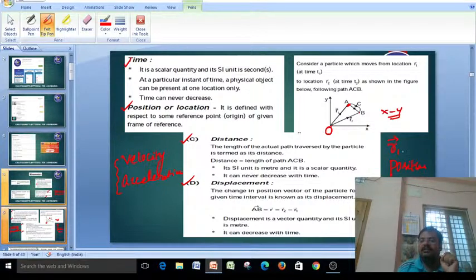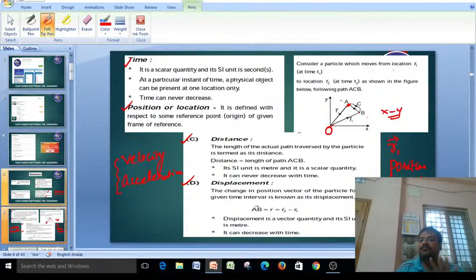Position vector. Whenever an object changes from A to B, the position vector will change. You have to consider it from the origin. Any point you consider on a plane should be represented with respect to the origin, and then we call it a position vector.